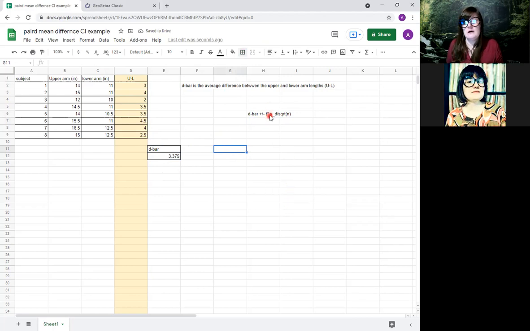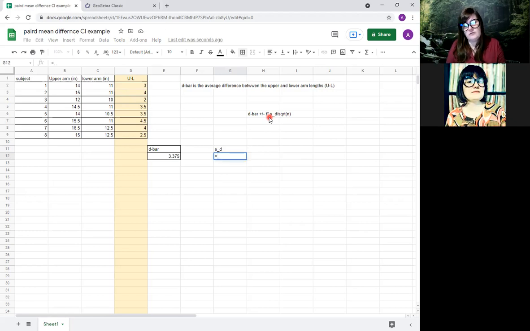My T multiplier I'm actually not going to need for my calculator, so I don't have to calculate that, and I would look it up in a table anyway. That doesn't change from sample to sample. It only changes based on what level of confidence you're building your interval at. What I do need is S sub D, again, how varied my sample is.